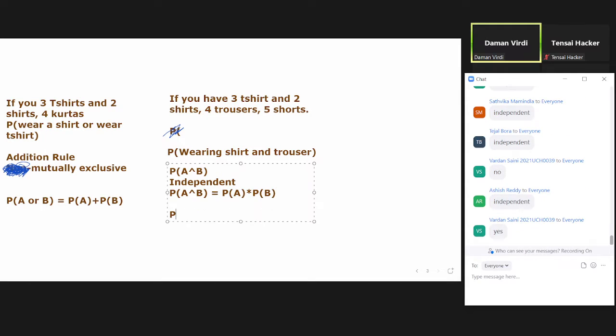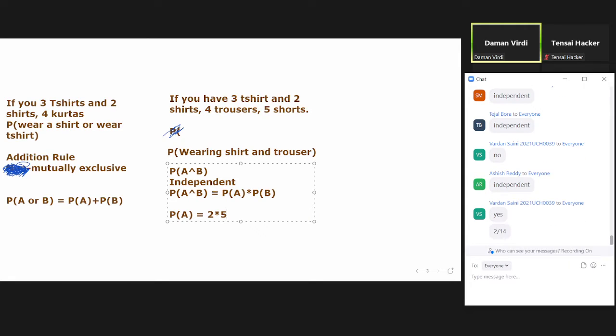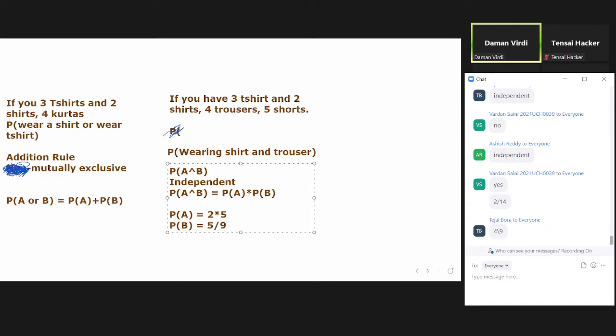Now, let us find first P of A. First of all, P of A would be 2 by 5. Total options he was having were 5. And probability of B is 5 by 9. Fine. Everyone agrees?